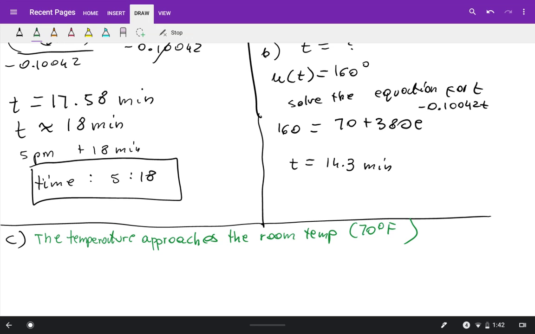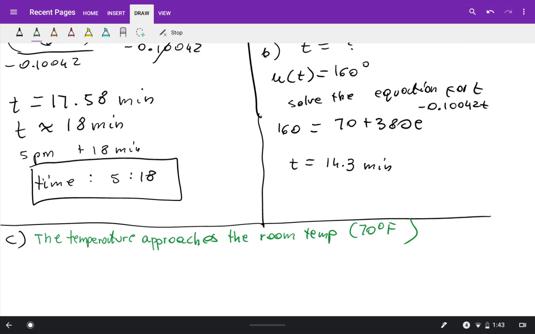Eventually, you can try it after 30 minutes, plugging into that equation 30 minutes or 60 minutes, and you should start getting technically the same answer, which is about 70 Fahrenheit. So eventually with time, the pizza pan will have a temperature equal to the room temperature.